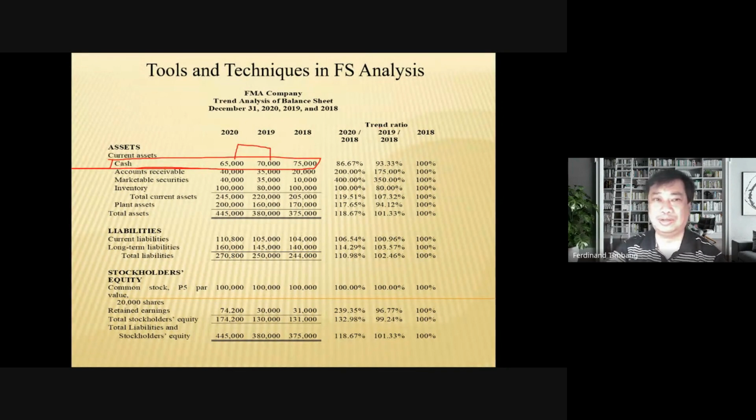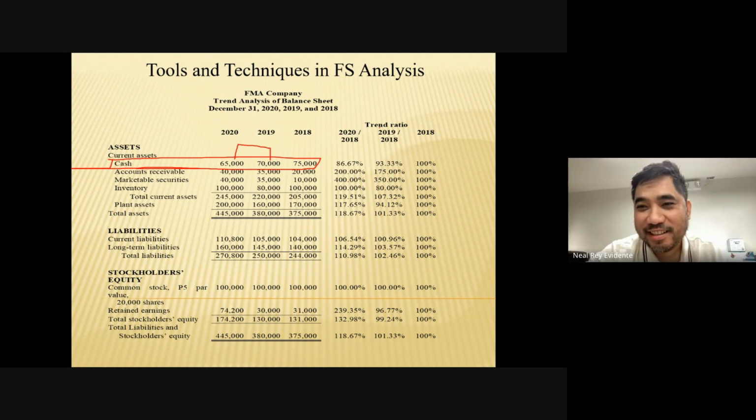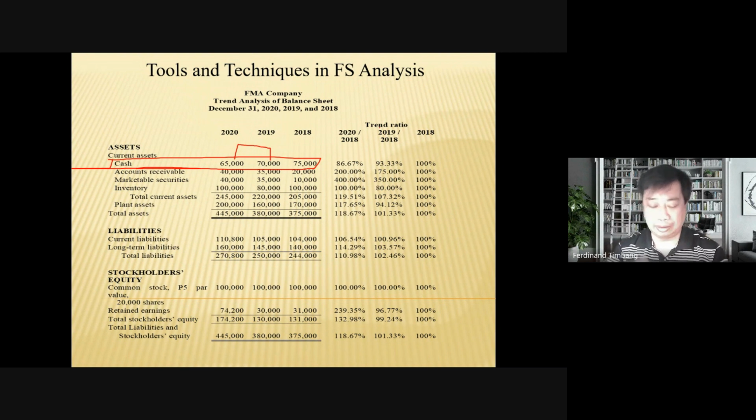Ang titingin nito, alam nyo sino? Yung mga creditors. Yung mga bangko. Kasi titingnan nila yung pattern eh. Titingnan nila yung trend. And even banks, they have different ways of analyzing the statements. Minsan nga, ang bangko hindi titingnan ito eh. Alam mo kung anong titingnan nila? Internal FS. Yung internal FS nila, titingnan talaga yon.